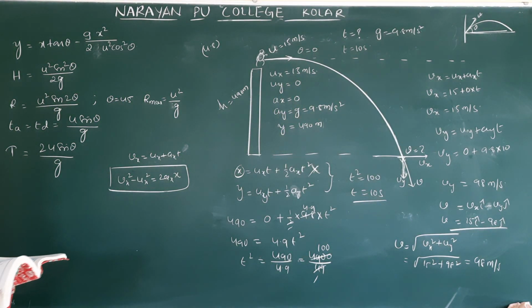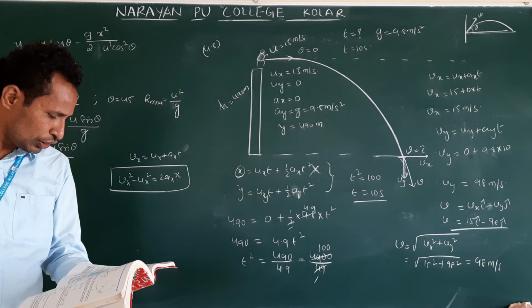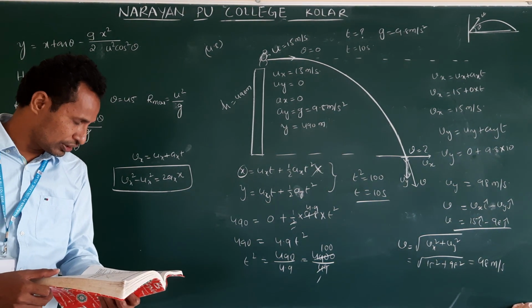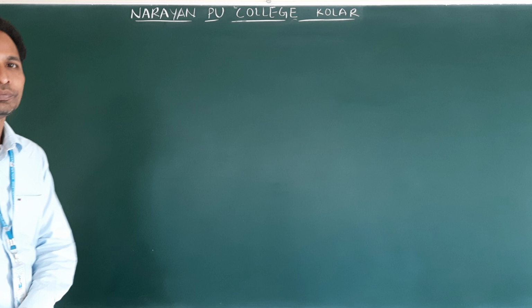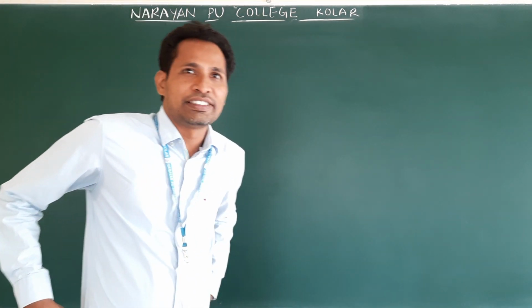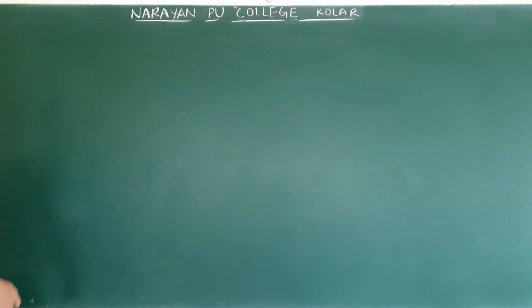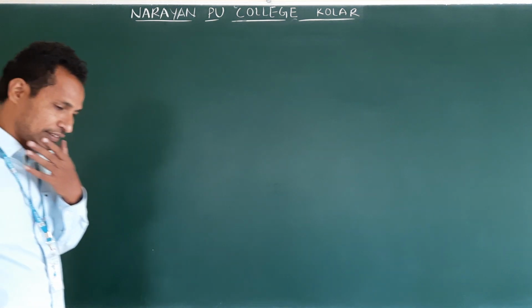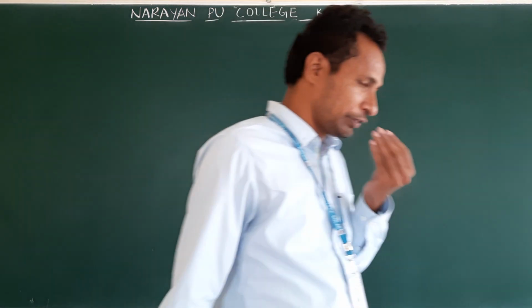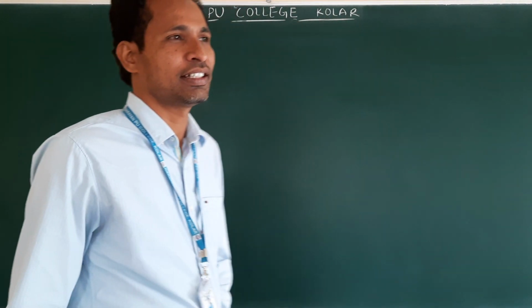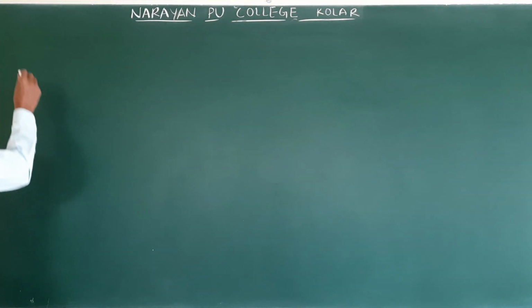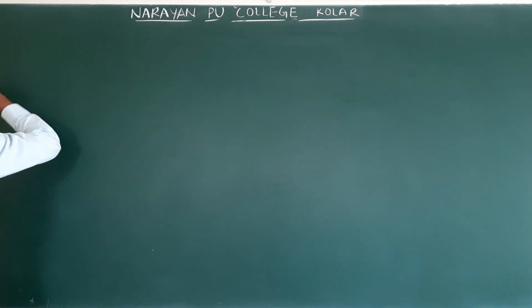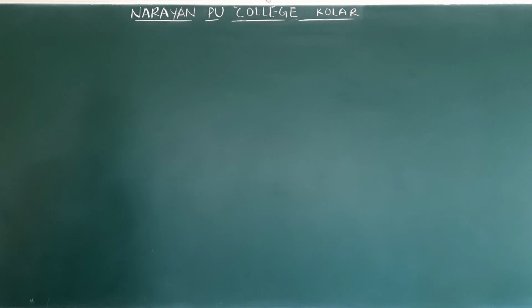Okay. Now we will see the next concept, uniform circular motion. Another kind of motion, two-dimensional. First one is projectile motion, second one is circular motion. This is also very important. This video is expected for 5 marks. Okay.